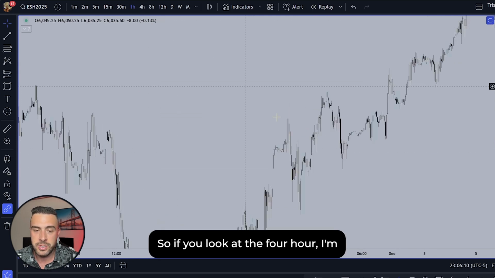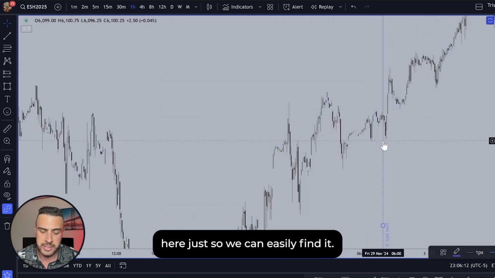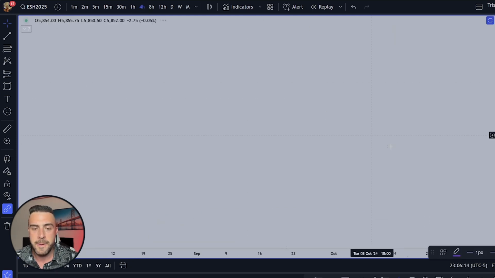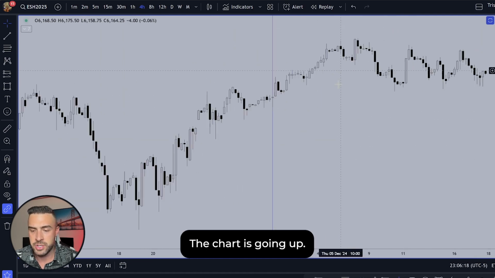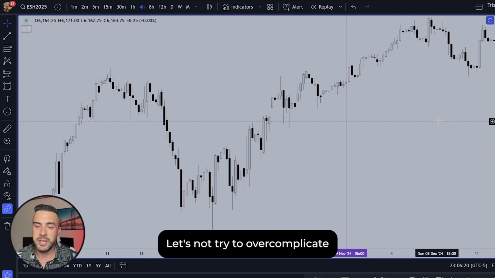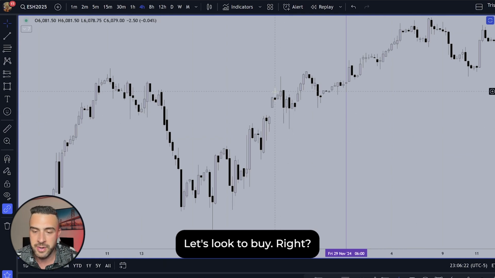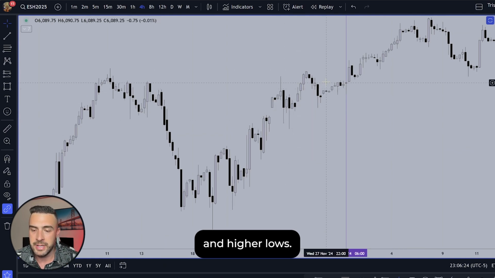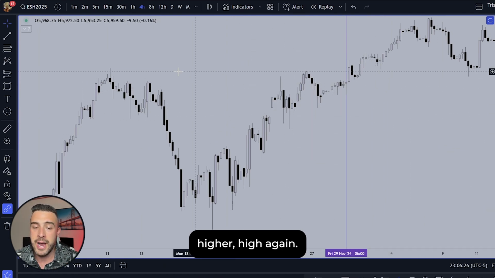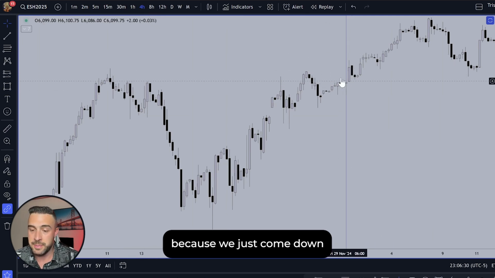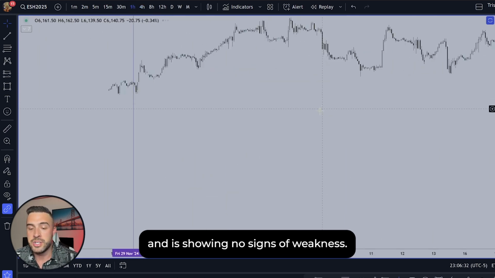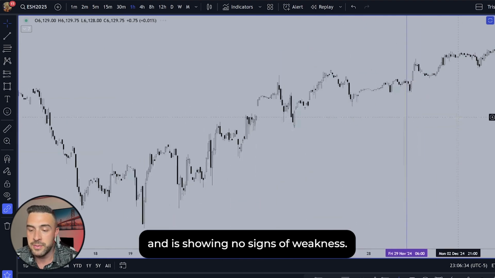So if you look at the 4 hour, I'm going to draw a vertical line here just so we can easily find it. You can clearly see that we are bullish, right? The chart is going up. Let's not try to overcomplicate things. The chart's going up. Let's look to buy, right? We're making higher highs, making higher lows. We come up, we make a higher high again. We come take this high. That doesn't mean anything to me because we just come down and we make a new low right here, and it's showing no signs of weakness.